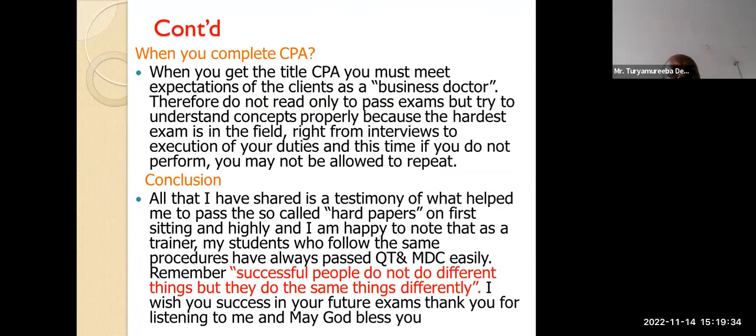When you complete CPA, my dear friends, when you get the title CPA, you must meet the expectations of the clients as a business doctor, like I said before. Therefore, do not read only to pass exams, but try to understand concepts properly, because the hardest exam is in the field, right from interviews to execution of your duties. And this time, if you don't perform, you may not be allowed to repeat.